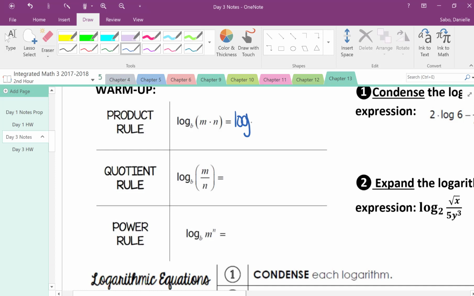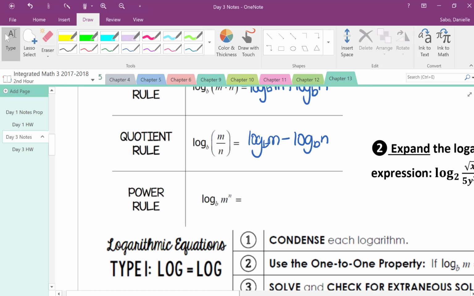Product rule: log base b of m plus log base b of n. Perfect. Anyone else? Go ahead. Beautiful. Fantastic. Go ahead, Tatiana. N log base b of m. Okay. Questions on those? You were doing a very good job with it. I know some of them were hard, but you were doing a good job.